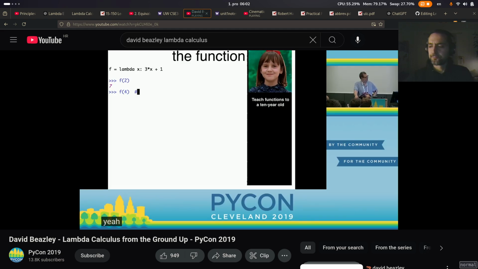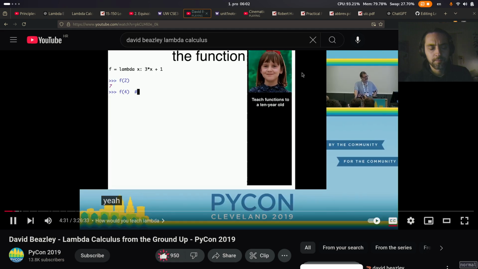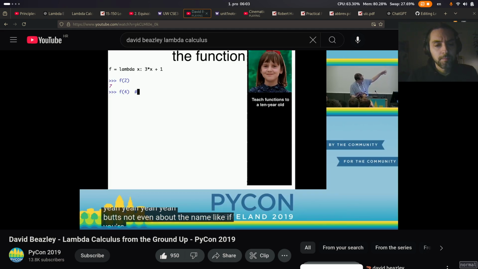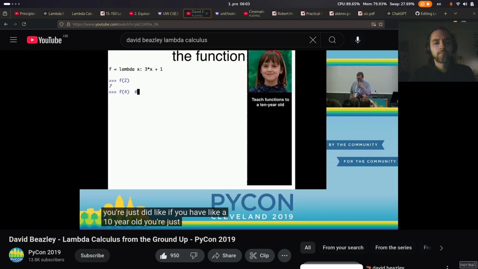If you have the 3x plus 1, that's a function that you'll see in math class. But the lambda is usually an unnamed function. Like in school, functions almost never have names unless it's like a sine. But it's not even about the name. If you have a 10-year-old and you're just saying f of 4, what do you do there?